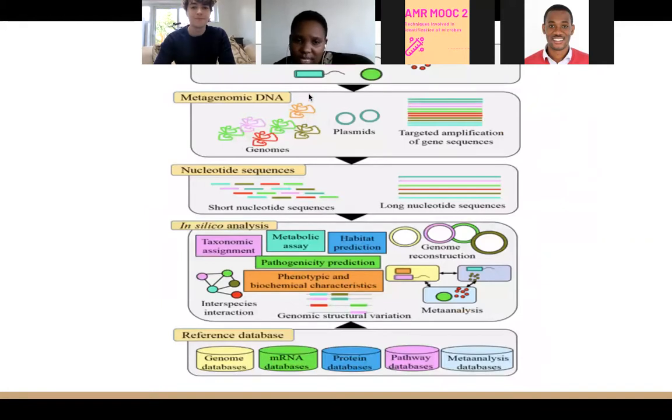So here you can get a summary: you have the microbes, then you can go ahead and get the metagenomic sequence. And then when you get the metagenomic DNAs, you can check the nucleotide sequences from the DNAs that you have isolated. Depending on your interest, you can do whatever you want to do. For example, you can do in silico analysis. You can get the taxonomic assignment. You can get the phylogenetic predictions. You can do the genomic reconstruction, depending on your interest.